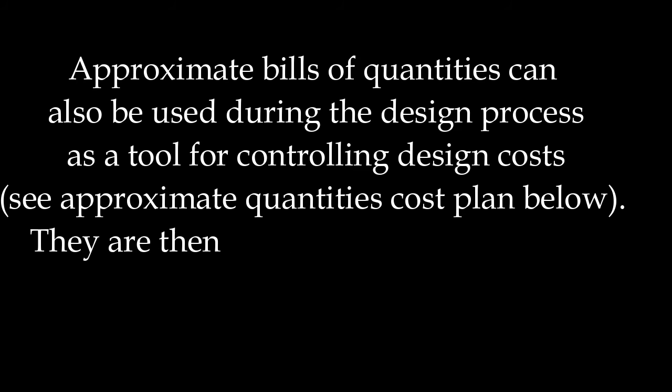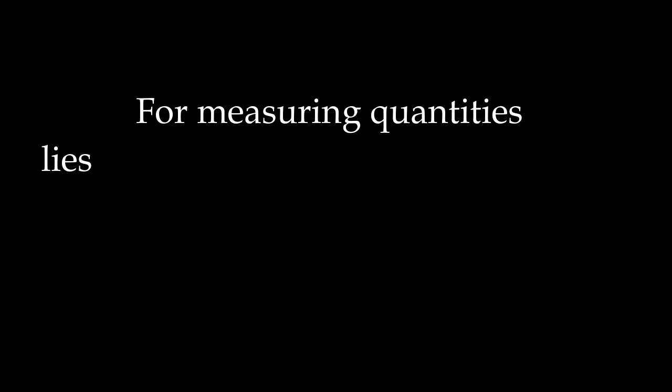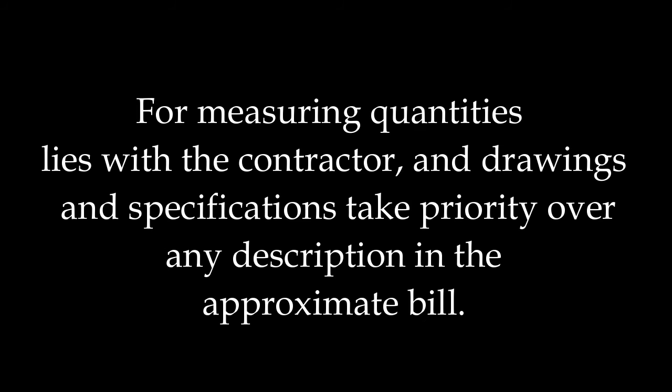Approximate bills of quantities can also be used during the design process as a tool for controlling design costs. See approximate quantities cost plan below. They are then sometimes included in the tender documents as a guide with a caveat stating that responsibility for measuring quantities lies with the contractor, and drawings and specifications take priority over any description in the approximate bills.